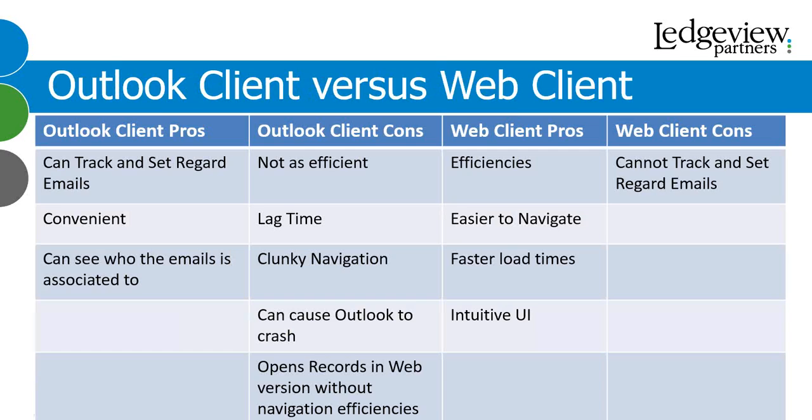Now, however, there are great pros to the Outlook client, but there are some cons as well. It's not as efficient, and that has a lot to do with the lag time. It can take a little bit longer to load items to the Outlook client, and it's a clunkier navigation. What I mean by that is the new user interface in the web client is much more user-friendly and intuitive, and the Outlook client groups it, where you have to expand the grouping, and if you're not sure exactly what grouping it's in, you could be looking quite a while to find what you need to look for.